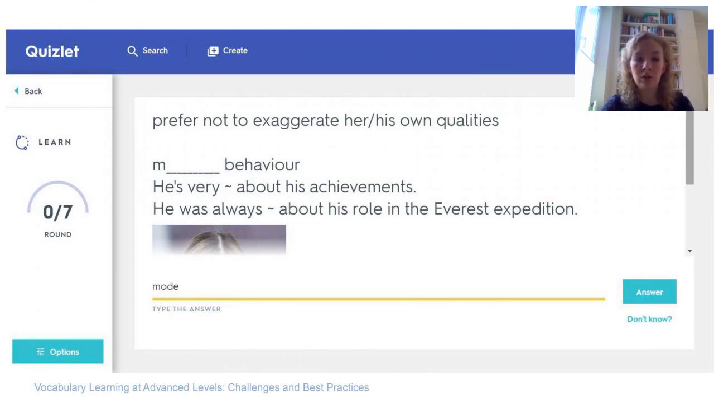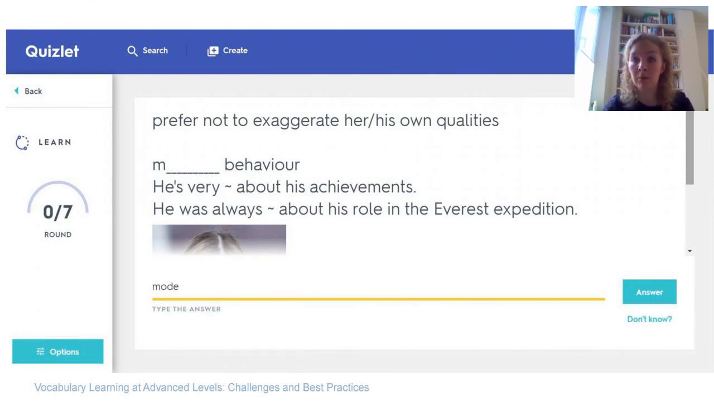So I was about to type the word modest, yeah, modest behavior. He's very modest about his achievements. I type in the answer. If it's all right, they give me a thumbs up. And this is again how you proceed with this learn mode. You can do it on your phone, on your tablet, on your computer. You can do it everywhere. It works offline. It's really handy.